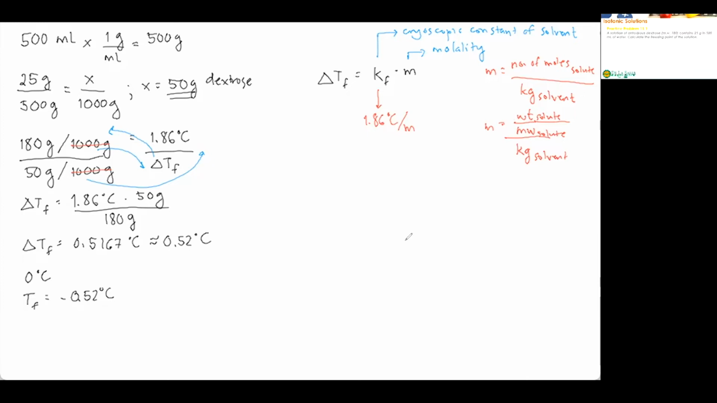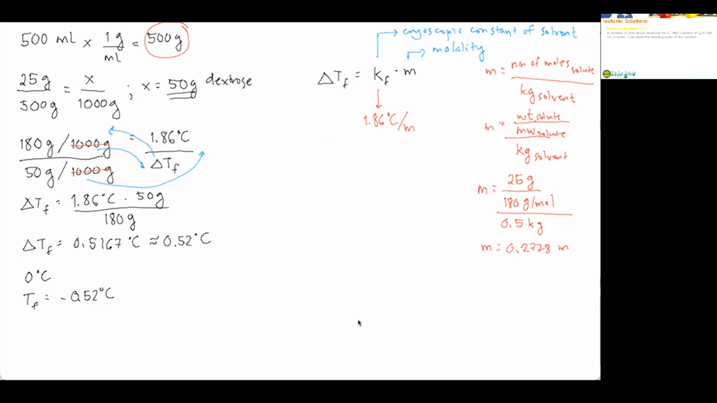The molality of the solution can be calculated as weight of the solute, which is 25 grams, divided by its molecular weight, which is 180 grams per mole. And we divide this by the number of kilograms of the solvent. Take note that our solvent, which is water, has a weight of 500 grams, or it is equivalent to 0.5 kilogram. Solving for the molality of the solution, we now determine that it is equal to 0.2778 molal.